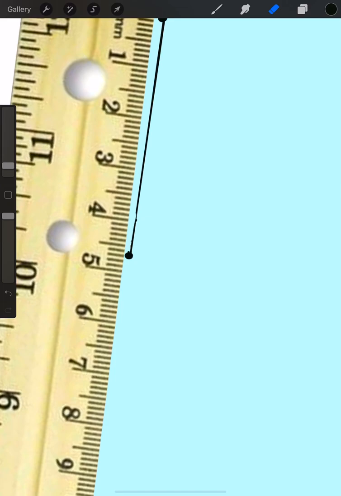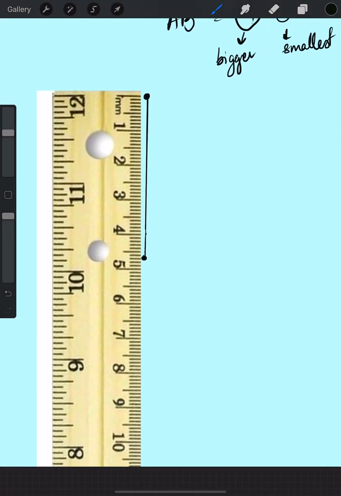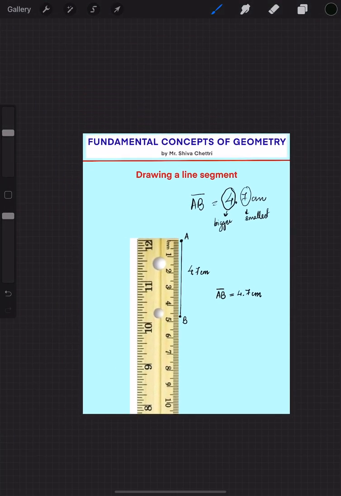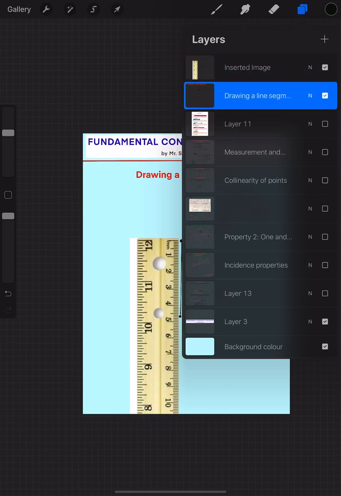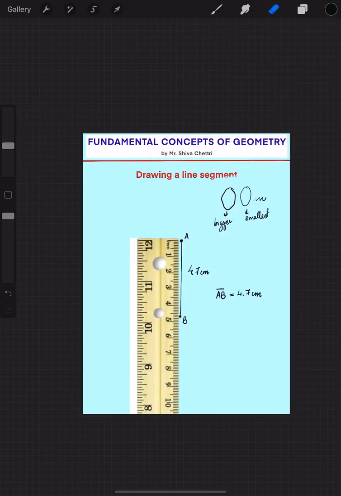I'll erase this part for now. So this line is 4.7 centimeter, or you can name it AB. So AB is a line segment of 4.7 centimeter. If you are not familiar with it, let me do it again. I take another example for this.